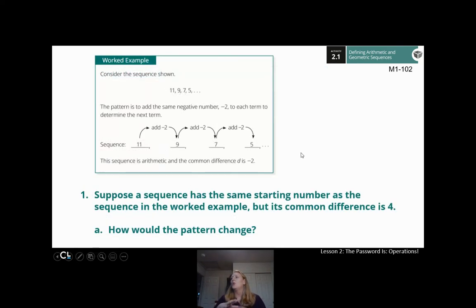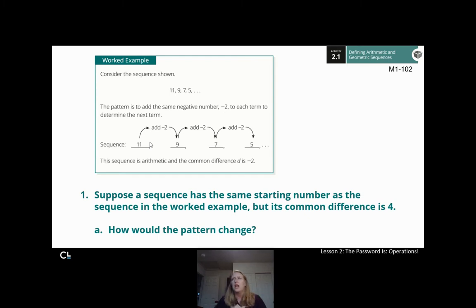So let's suppose, I've got some supposes for you. Suppose a sequence has the same starting number as the sequence in the worked example. So we're going to start with 11, but its common difference is now 4. Think about how the pattern would change. You don't have to get too specific, but just how would the pattern change?